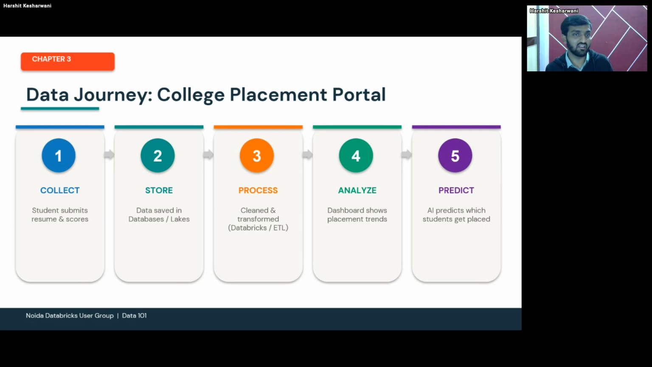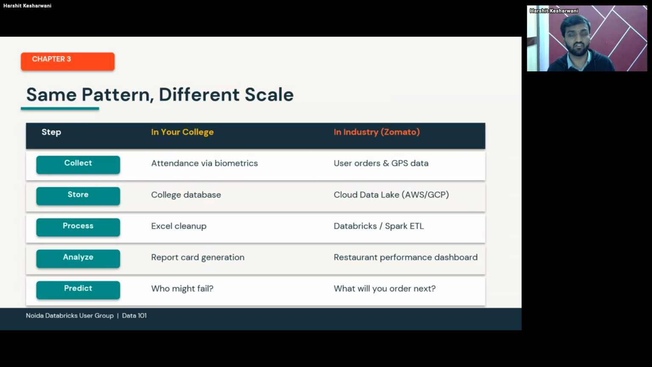So this happens at a small scale of data, so a person can do it. Now think of large scale data. Think of Zomato. When it comes to Zomato, you can understand how many orders are getting placed every minute. Understand it, even for 2000 orders or 2000 customers.